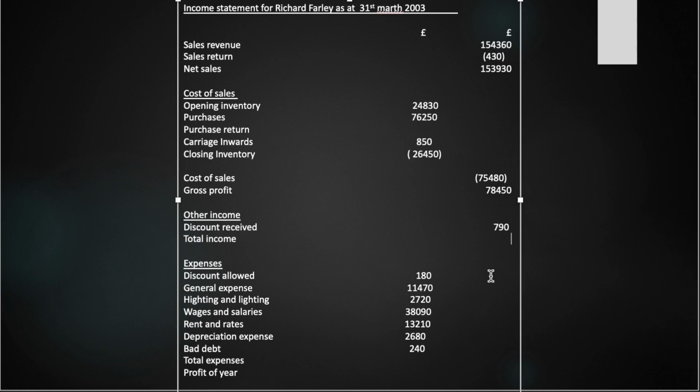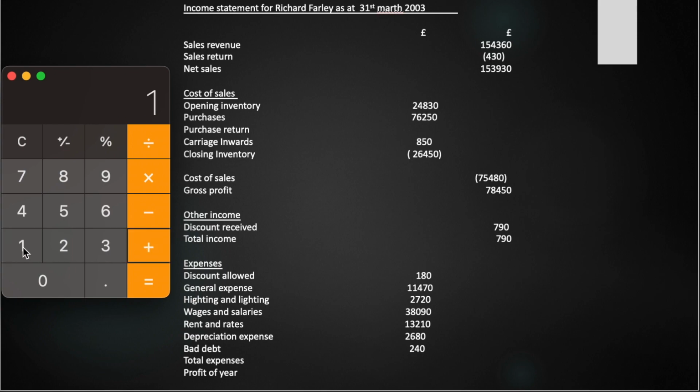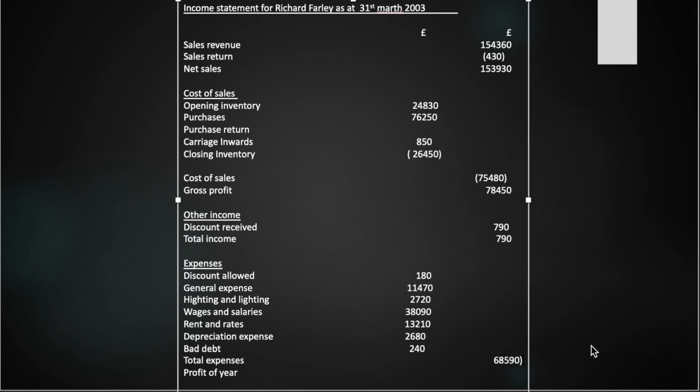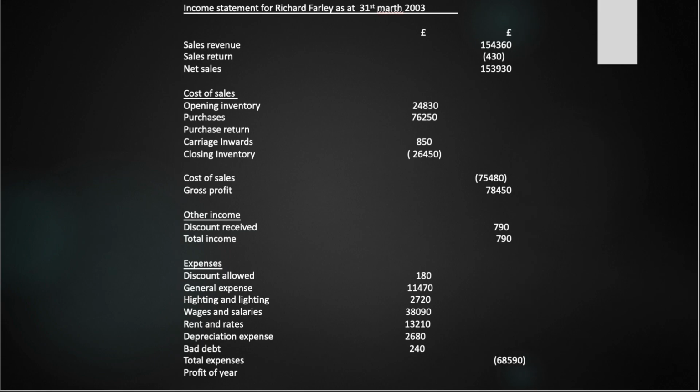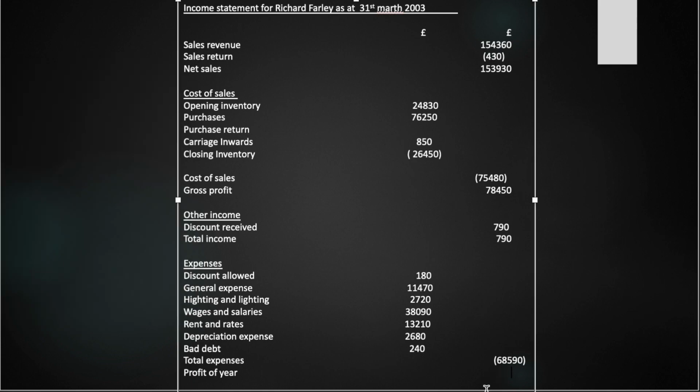For other income, we only have discount received, which is 790, so that's our total income. And then for expenses, we add up all our expenses: discount allowed, general expenses, heating and lighting, rent and rates, wages and salaries, depreciation expense, irrecoverable debt. This gives us total expenses of 68,590. And then to work out our profit or loss of the year, we do gross profit plus other income minus total expenses, and that gives us 10,650.